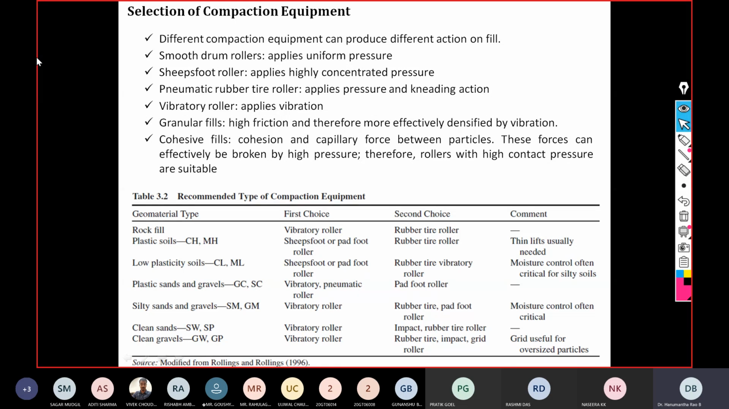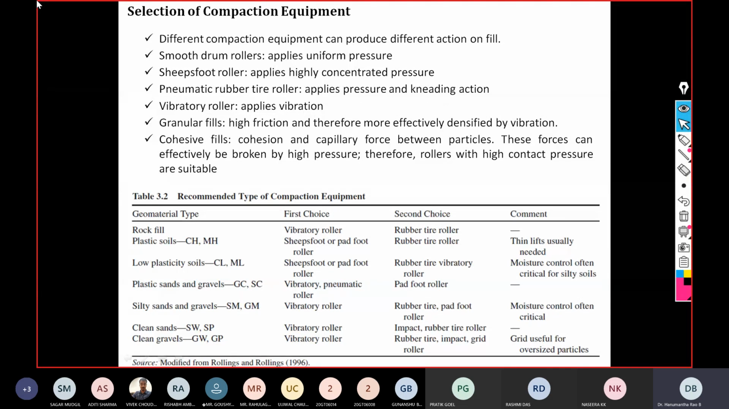But as you know, in case of rock fills, the edges are very sharp. So in case you are going for the rubber tire roller, there is a possibility of damage, and thereby the performance might not be up to the mark. So you need observation, whether it fits the purpose or not.